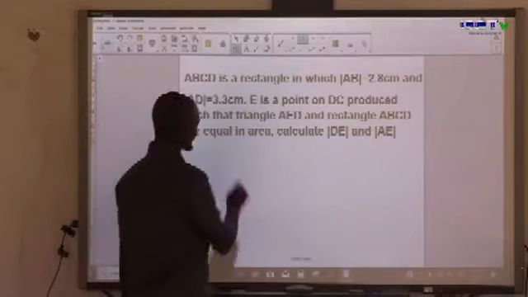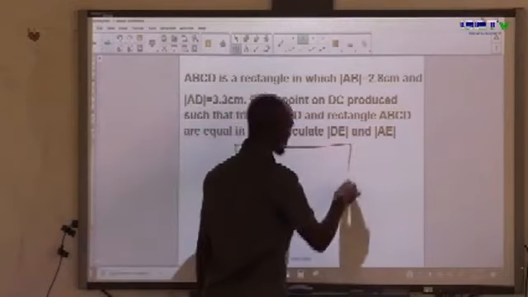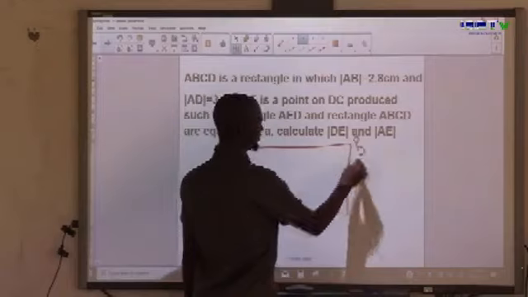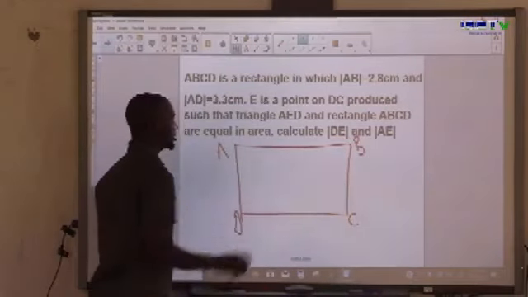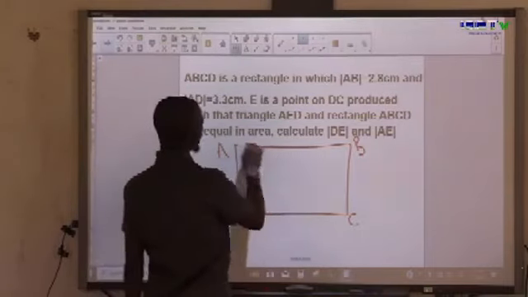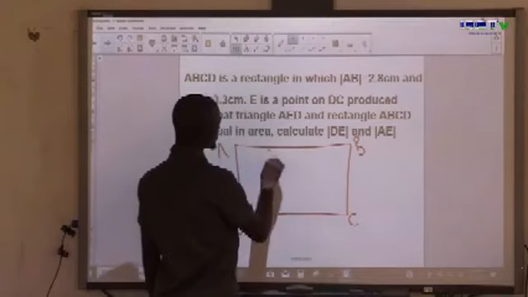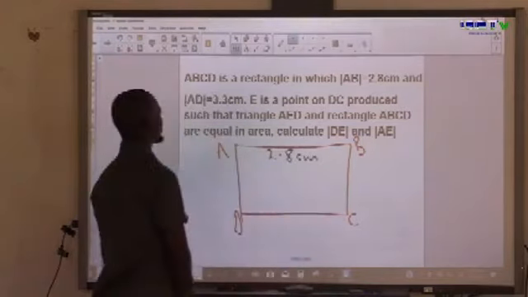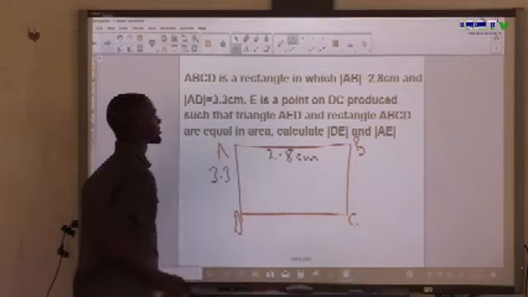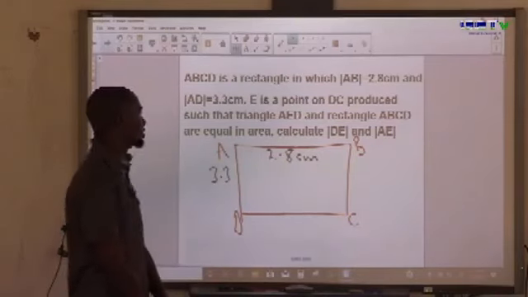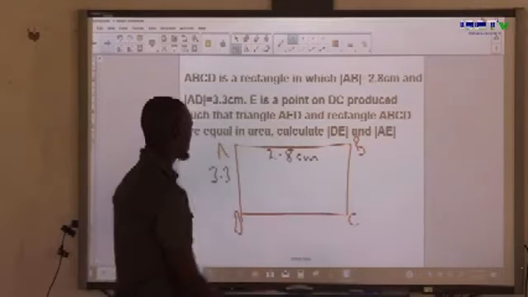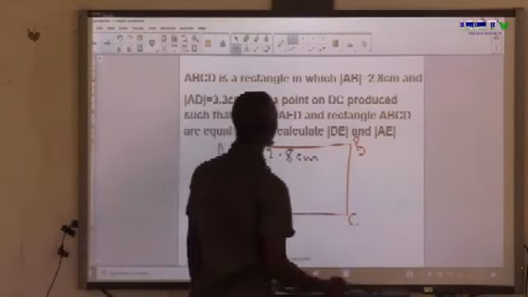The sketch is always very important. The rectangle first. Rectangle A, B, C, D. They tell us AB is 2.8 centimeter, and AD is 3.3. E is a point on DC. We should have a point on DC here. That point will be E.